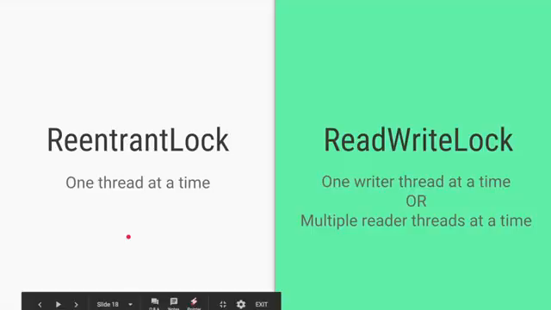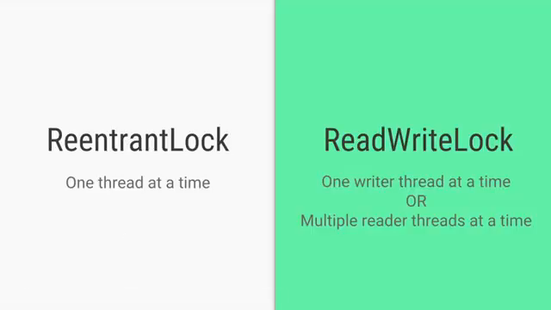So that's the basic difference between a reentrant lock and a read-write lock. A reentrant lock allows only a single thread to acquire the lock at a time, while the read-write lock has 2 functionalities. One is the reader lock functionality, one is the writer lock functionality. In the reader lock functionality, you can have multiple threads acquire the read lock at the same time. And if it's a writer functionality, it's the same as a reentrant lock.